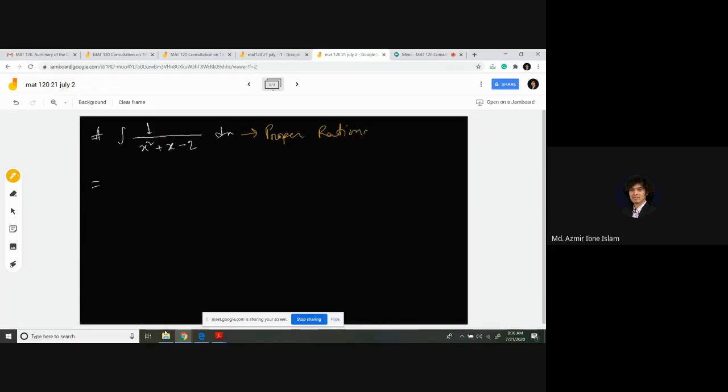So the first thing is we have to factor out this function. That means we have to factor out the denominator. So how can we factor it out? Can we do this one?